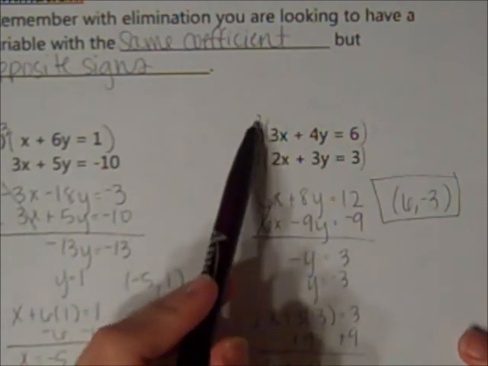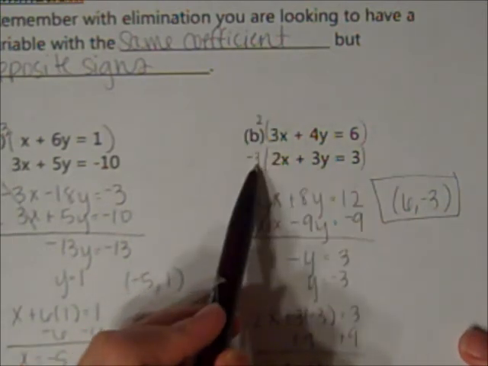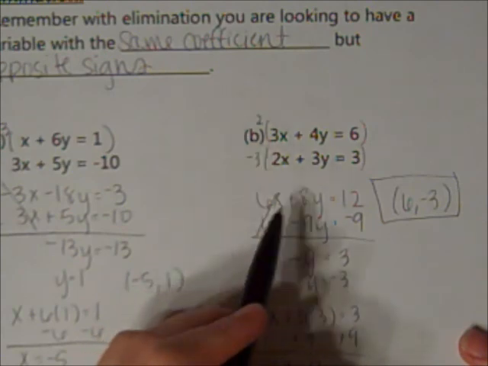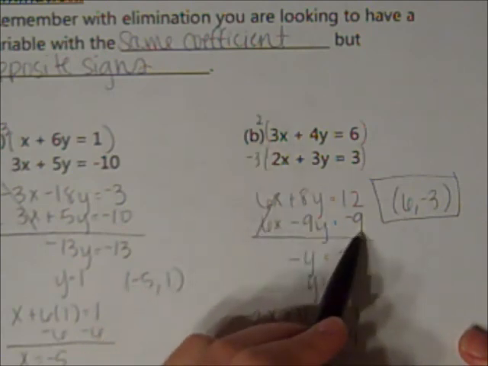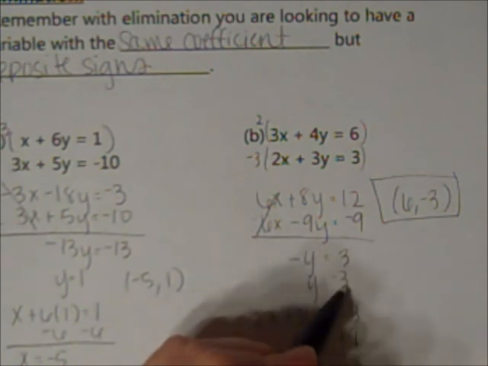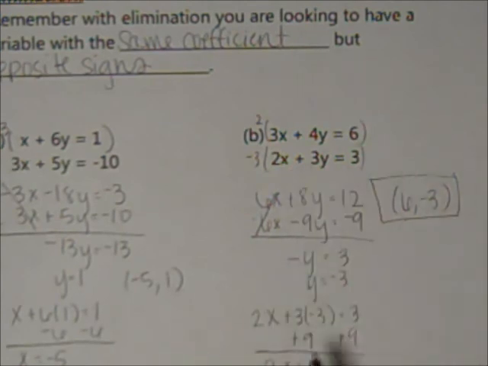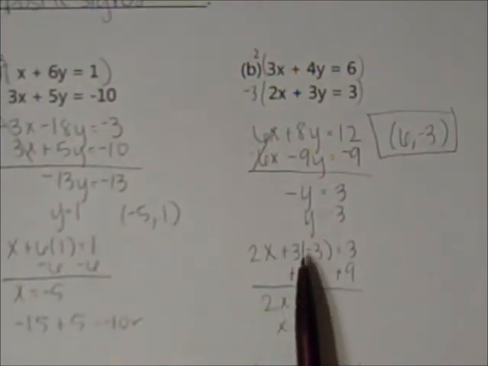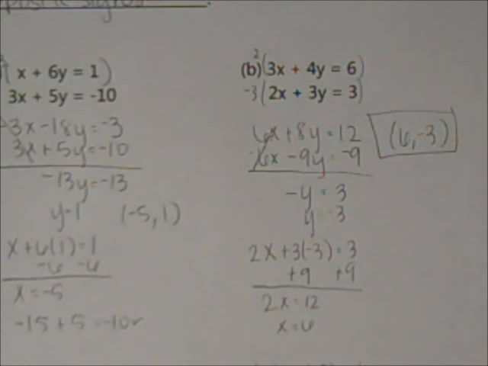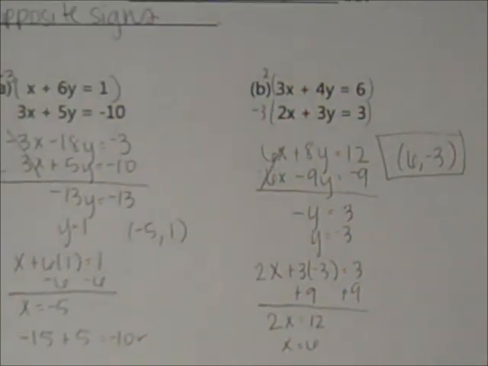Okay, so this one, when I multiply by 2, I got 6x plus 8y equals 12. And here by negative 3, I got negative 6x minus 9y equals negative 9. So negative y is equal to 3, therefore y is equal to negative 3. I took that and I plugged it back into the bottom equation. 2x plus 3 times negative 3 is equal to 3. Added the 9, divided by 2, and I get x is equal to 6. And then you can tell I plugged it back in to make sure I got the right answer.